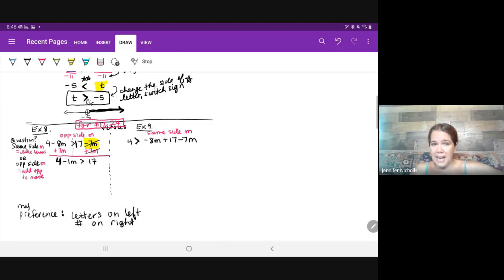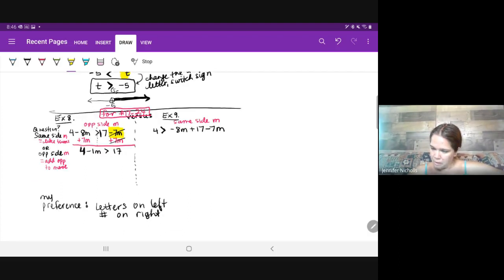Maddox, you can add 8m, but then you get the letters on the wrong side and you have to switch around again. It's completely legal though. If you move the 8m, it would work. But then your brain is like, why are my letters on the right? So that's why I'd like to move the letters to the left. And it doesn't matter. Okay, so does that make sense? Good. I'm glad you guys are asking me questions.